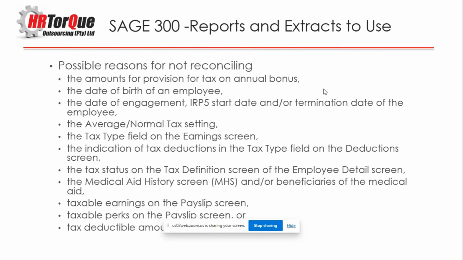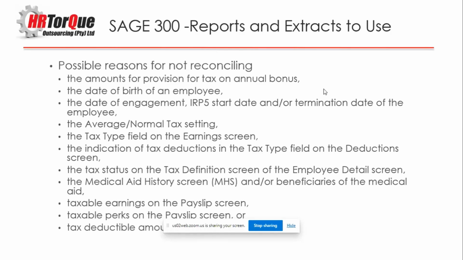They've now gone into the second rebate. The date of engagement and the IRP5 start date or the ETI start date aren't matching correctly, and this will create issues. On Sage 300, you also have your average tax and your normal tax settings. Often when people go on maternity leave, Sage 300 recommends that you put the person on the normal tax setting, and then when they return, you put them back on the average tax. Now, you may have changed the tax setting and didn't change it back.